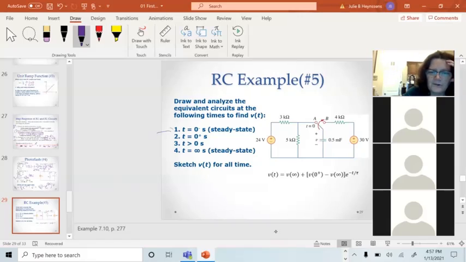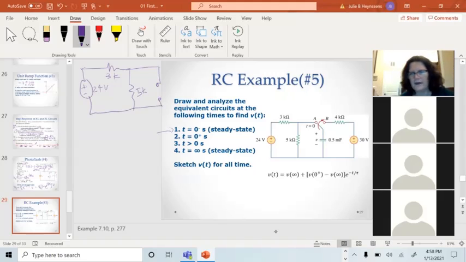We're going to start out drawing the t equals 0 minus circuit. At 0 minus, we're in position A. So I've got 24 volts. I've got 3K. I've got 5K. I've got a capacitor that's open. And everything on the right-hand side is dangling because it's open. What we want to solve for, remember the key thing we're looking for, is VC of 0 minus.